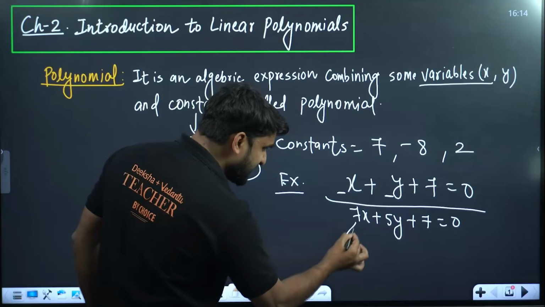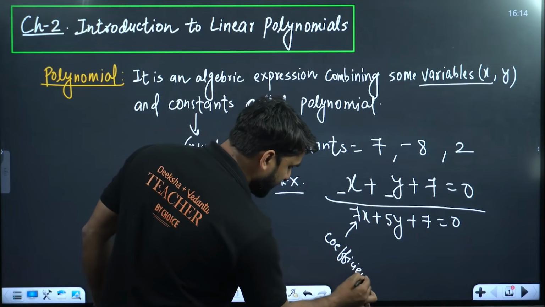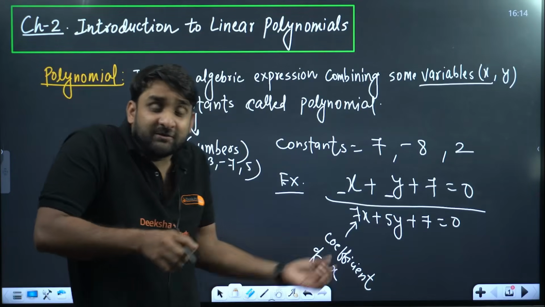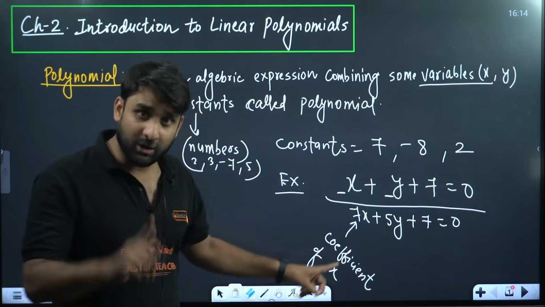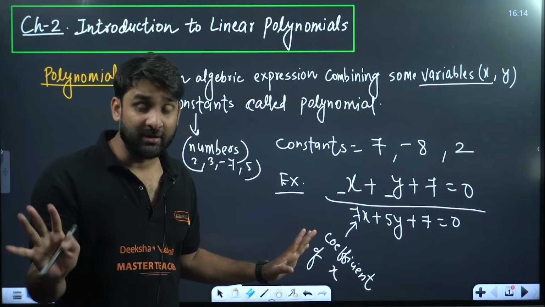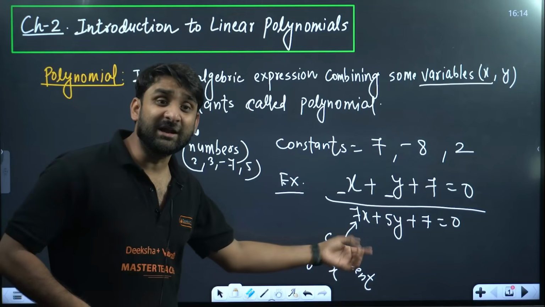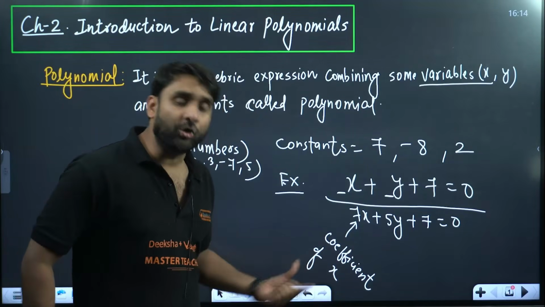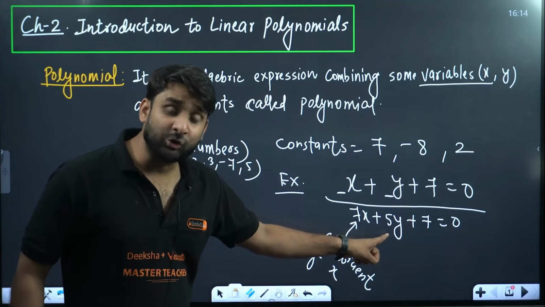Now, this 7 is called coefficient. The constant which is attached with a variable is called coefficient. This is also a constant. 7 is also a constant number. But the special thing about that 7, this 7 is linked with x. This 7 is connected with x. So it is called a coefficient. Here, this 5, this 5 is also constant.